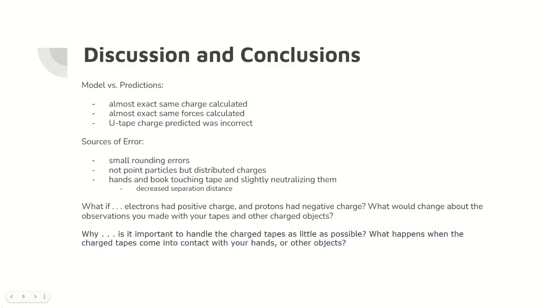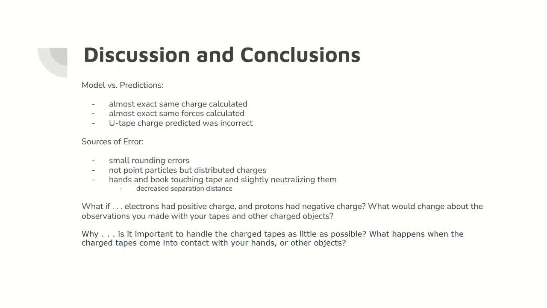And finally, for the discussion and conclusions. So with the model versus the predictions, we had almost the exact same charge calculated and almost the exact same forces calculated. But my original prediction was that the U-tape charge was negative, but it actually ended up being positive. And then for sources of error, there were definitely some small rounding errors, which led to my differences in the charges calculated and forces calculated.